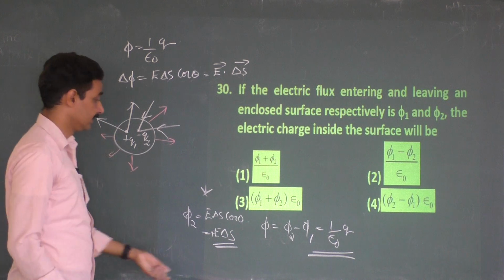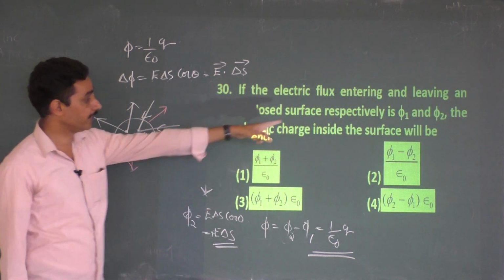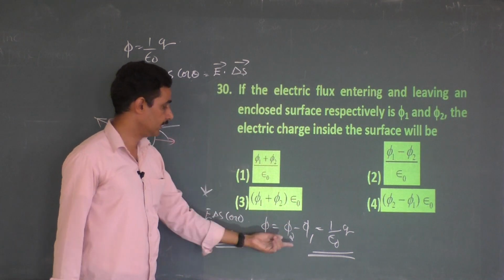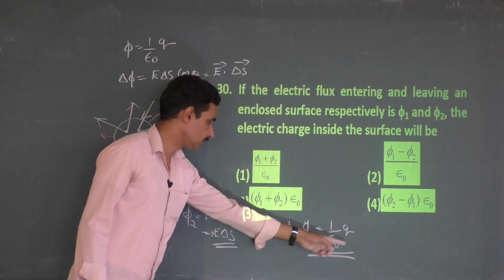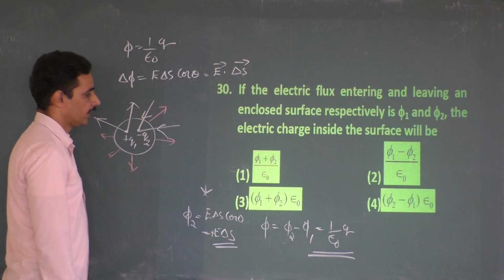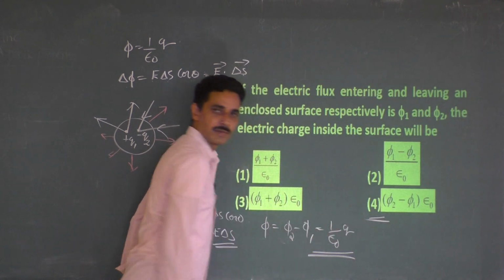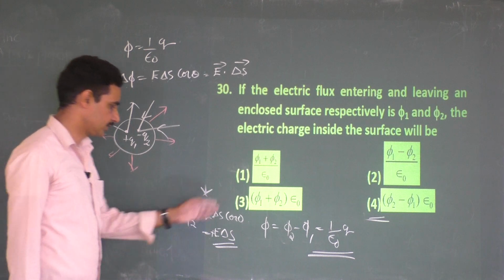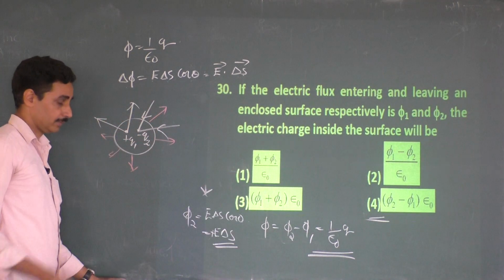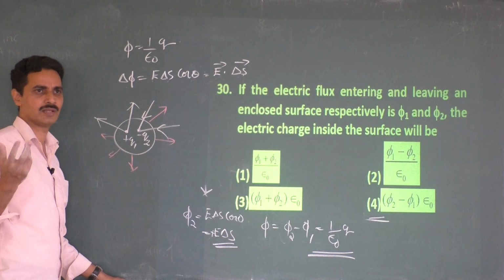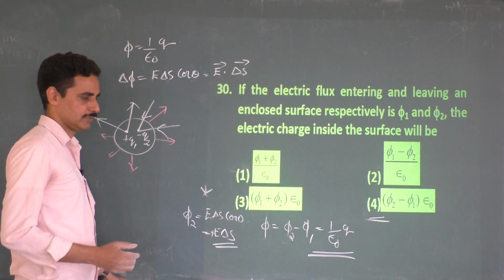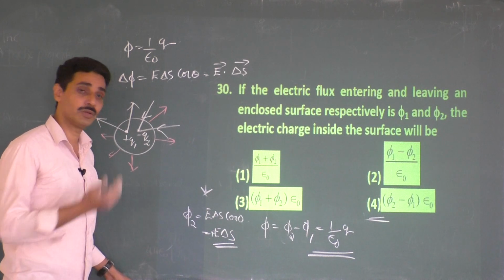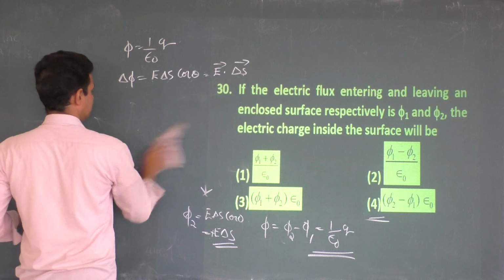So what is the net flux? Phi 2 minus phi 1, because phi 2 is leaving and is plus, while entering is minus. So what is Q? Epsilon naught into phi 2 minus phi 1. Fourth one? Yes. Epsilon naught into phi 2 minus phi 1. That is Q. That is this situation actually, but that was a cylinder taken in an electric field, so don't confuse it with this one. But the way of applying flux is the same. The normal is always taken as the outward moving normal.